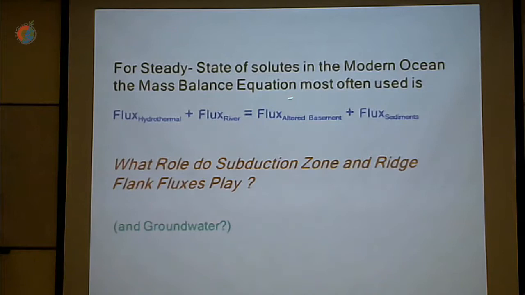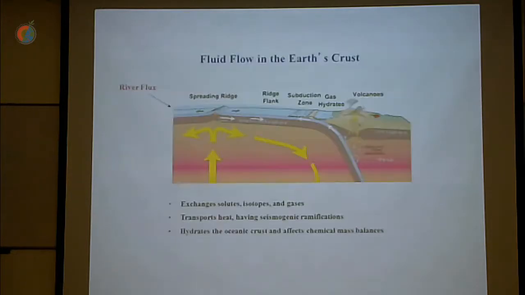People speak about steady state solutes in the modern ocean, an equation that you see very often in this kind of application. You take the hydrothermal flux, which is both input and output, and the river flux, which is an input, and these are the outputs. And you see this kind of balance being done. On the other hand, in most of these papers, there are two environments, the subduction zone environment and the ridge flank environment, that are not considered in any of these calculations. I'm not going to say much about groundwater, but that's another thing that needs to be looked into. So I'm going to talk about subduction zones today. I'm going to give you a very brief background on the state of the art of ridge flank fluxes, and then concentrate on that.